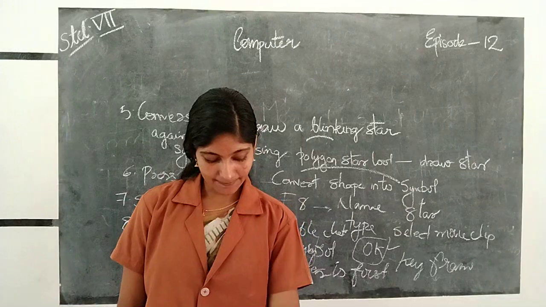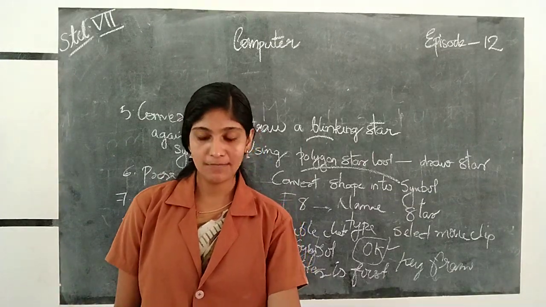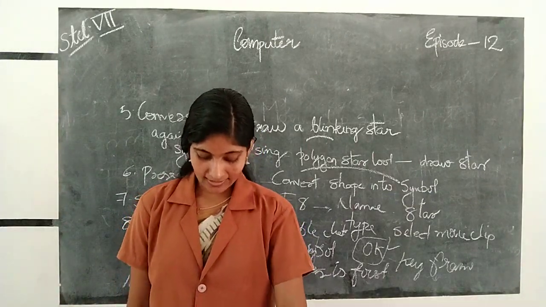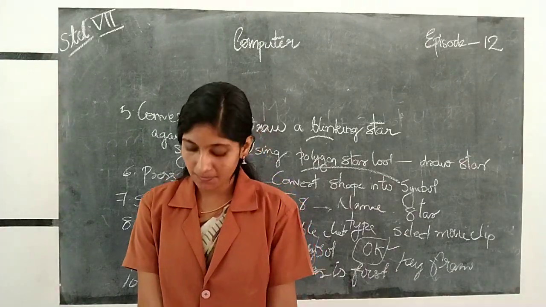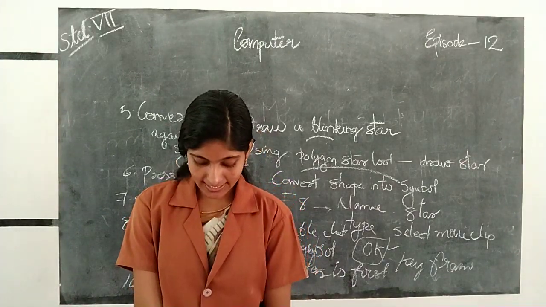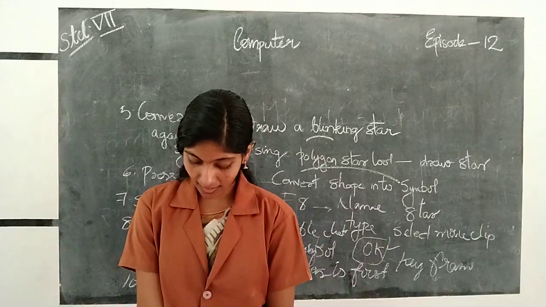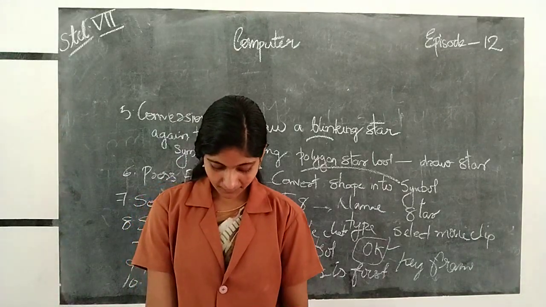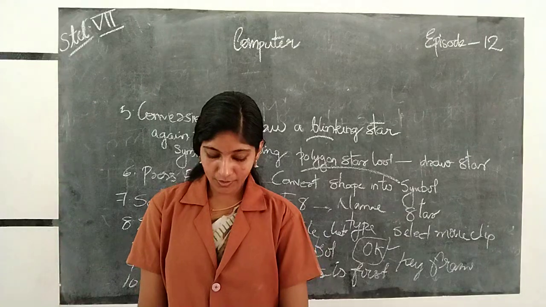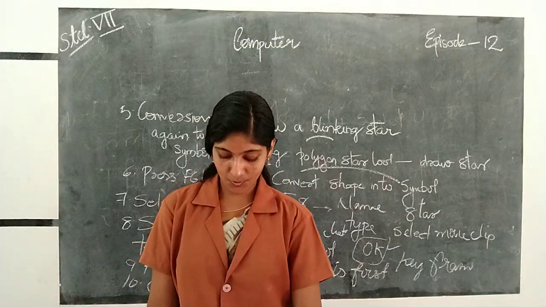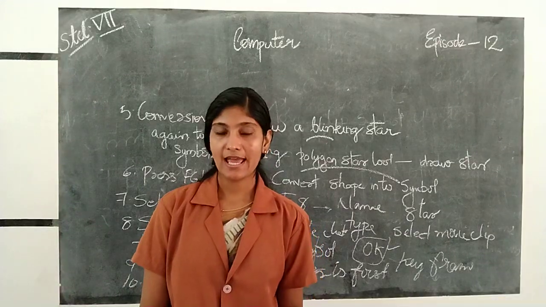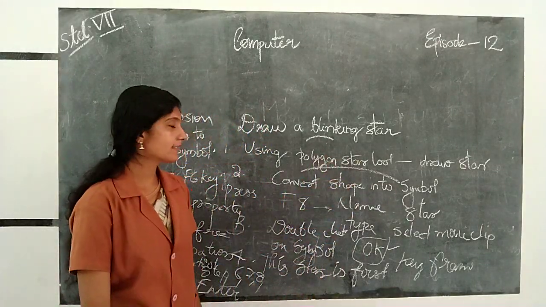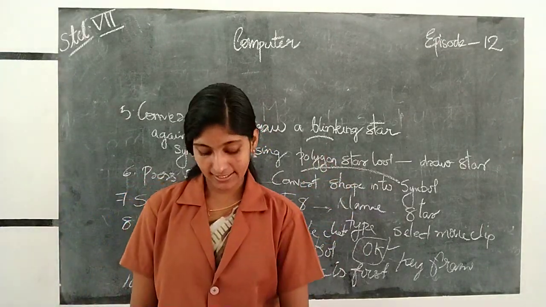So these are the steps for drawing a blinking star. Then while changing the size of the star, keep the shift key pressed so that size gets changed around the center point. The next is modifying the activity to create the night scene. Modifying the activity means modifying this activity to create night scene.